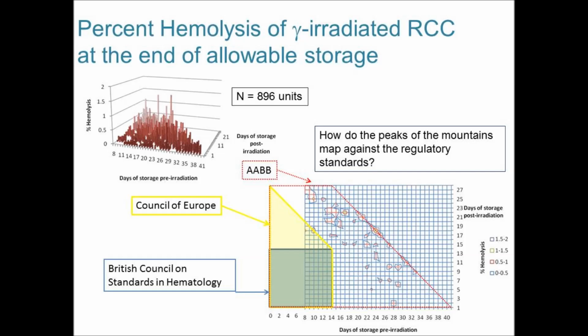And so here are many of the cases that would have been outside the range with AABB. But if you use the Council of Europe standards, none of the units would have had a level of hemolysis that was significant. And if you use the British Council of Standards, which are even more defined, you would have even fewer of the units that would be hemolyzed with time after irradiation.